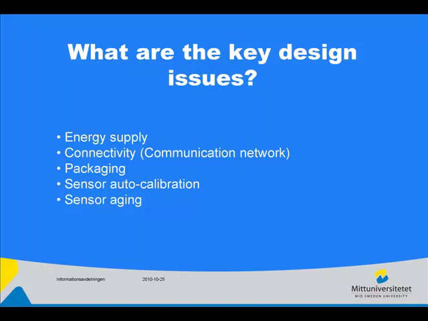Connectivity, the communication network, is another part of the infrastructure that we miss, and they have to have a special one. And the important design issue here is to have a reliable network that consumes very little energy. Normally, communication requires quite a lot of energy compared to other things in such a sensor node. So that is quite important then.